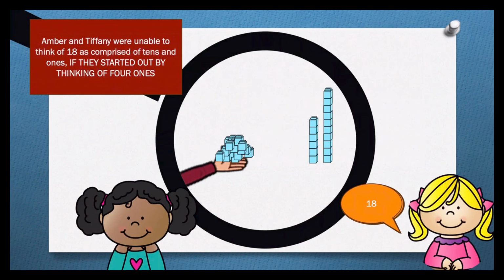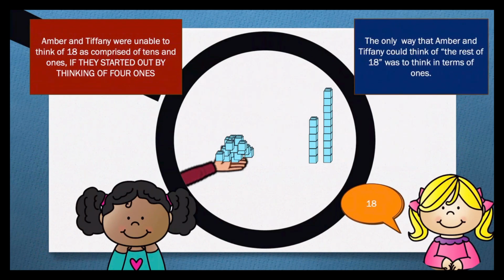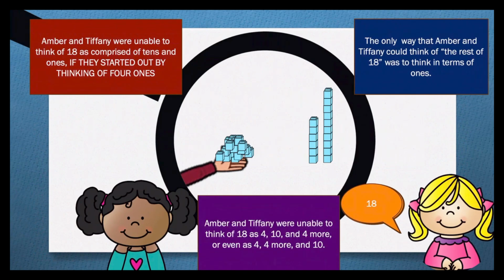However, in this case, they each began by giving me 4 pieces, so they were now in the position of having to think about the rest of the 18. And the only way they could do so was to think in terms of ones. Another way to say it is that they were unable to think of 18 as 4, 10, and 4 more, or even as 4, 4 more, and 10.